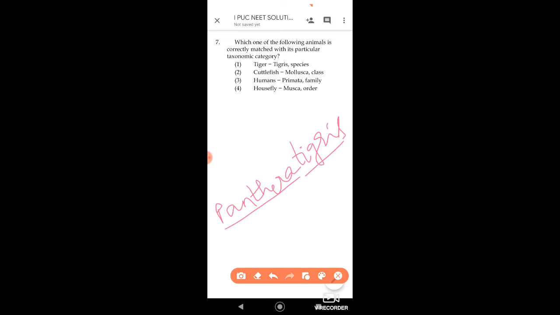So the options which are correctly matched, cuttlefish, it is actually mollusca which I have given, is not a class, it is a phylum. Here also the option 3 and 4, they have given the wrong orders, okay, and family. So let me tell you the first option, tigris. As you can see here with the zoological name of tiger, tigris is the species name, okay. So Panthera is the genus name. So option 1 is correct with respect to the 7th question.